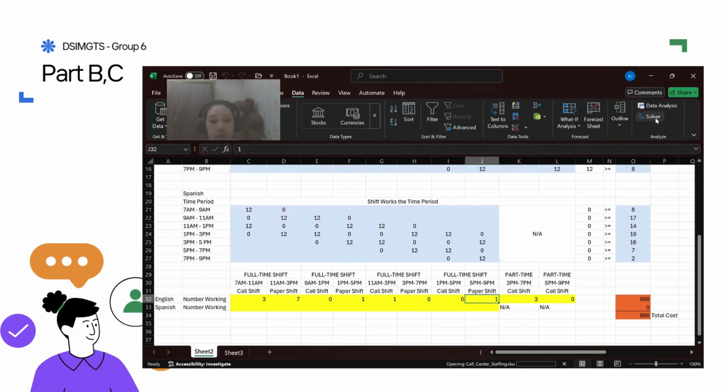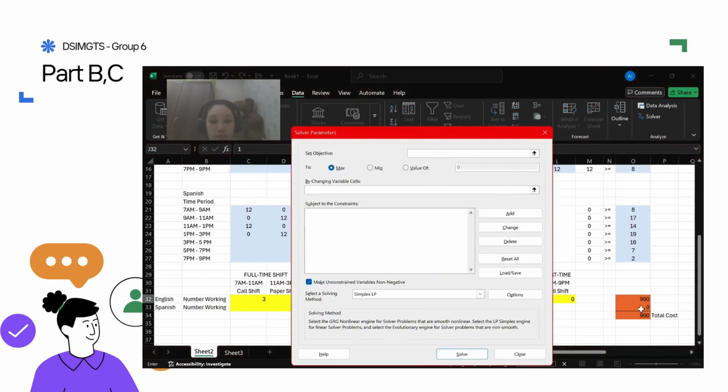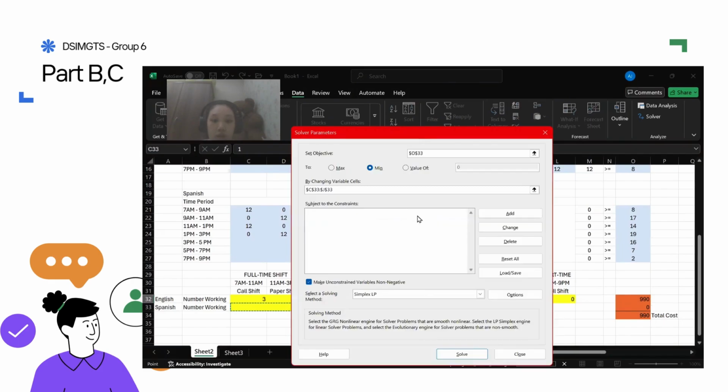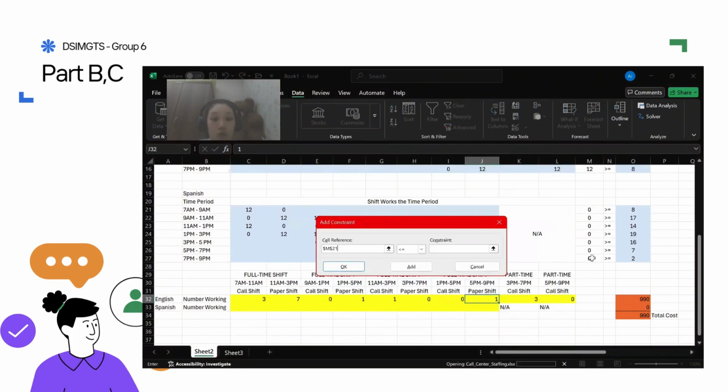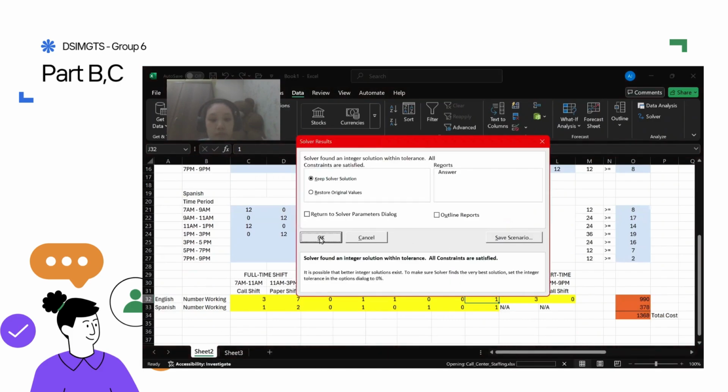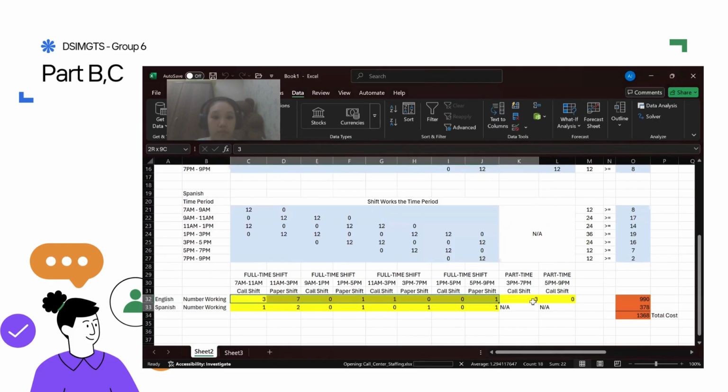For the Spanish, we have to click solver again. For the set objectives, it will be the cost for the Spanish, minimization, changing variable cells are these without the part-time since part-times only speak English. Constraints greater than or equal to, add, then changing variable cells to integer, then solve, then click OK. So these are the number of people that will be working per shifts.